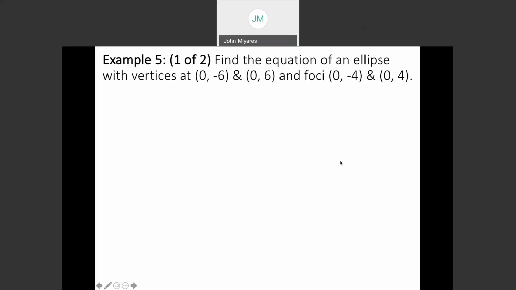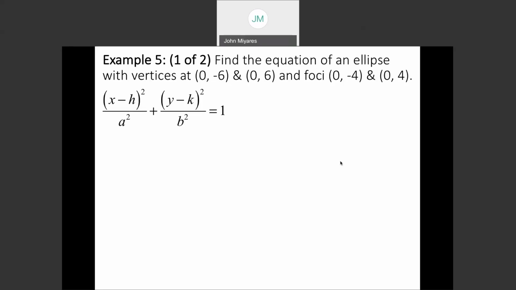We know the standard form of the equation that we have here is (x - h) squared over a squared plus (y - k) squared over b squared equals 1. The question is, how much do we know already, and what will we still need to do?